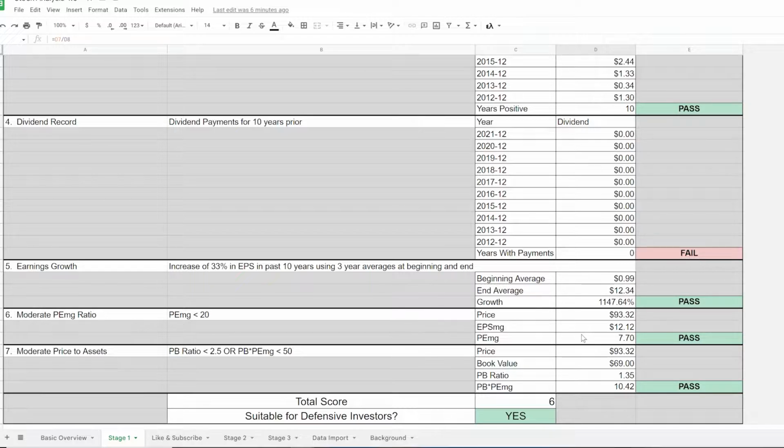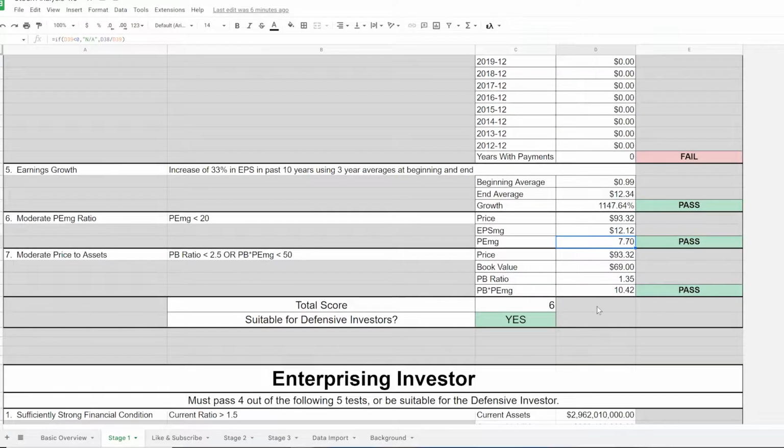PEMG under 20. That is the price over the earnings per share, the weighted figure, and that comes to 7.7. That is below the 20 threshold or requirement. Price to book ratio of 2.5. We're at 1.35 for this one, so we passed there. So it is suitable for the defensive investor.